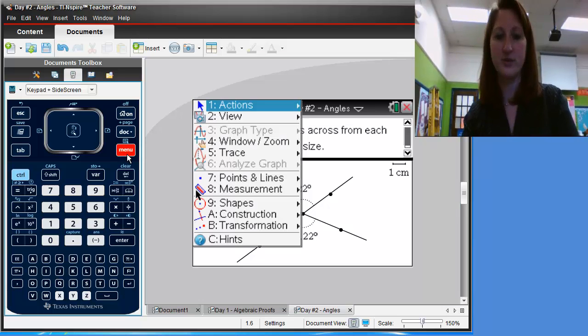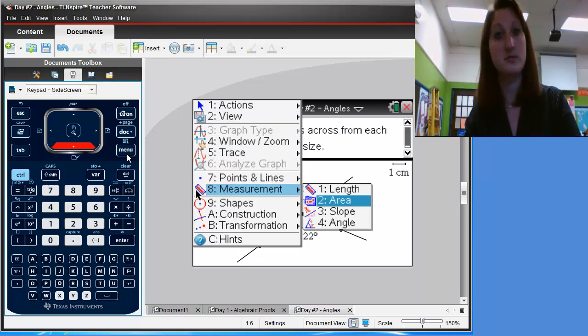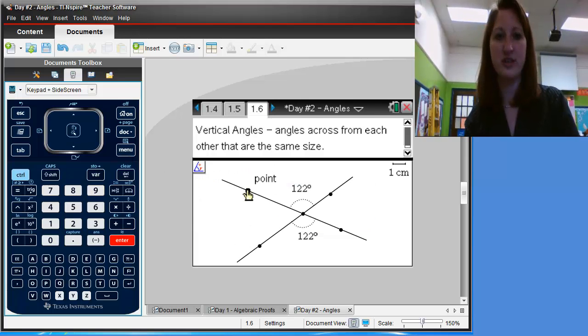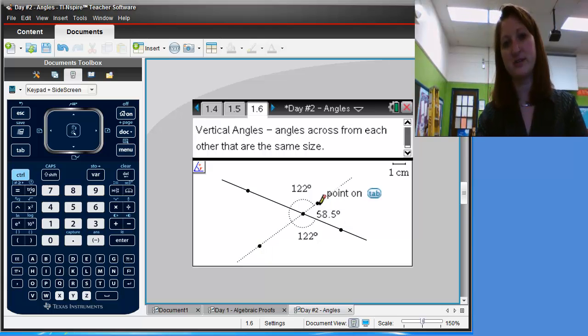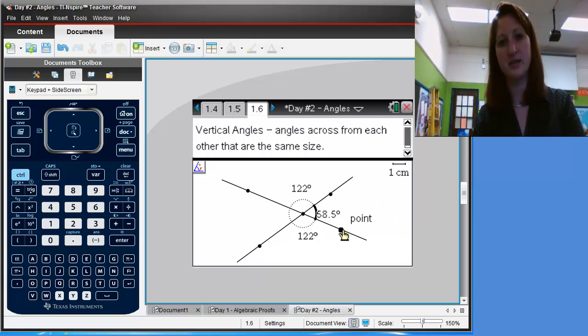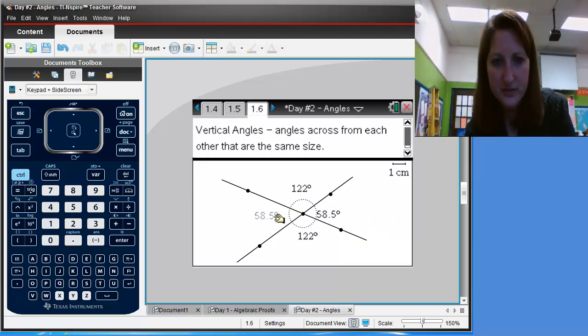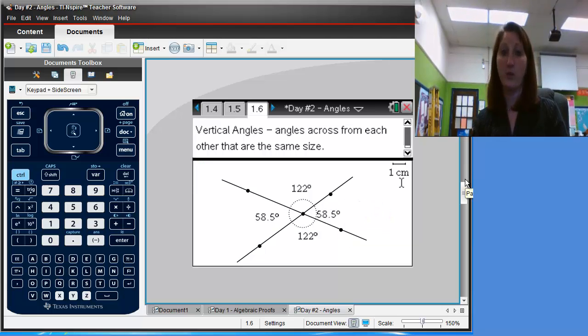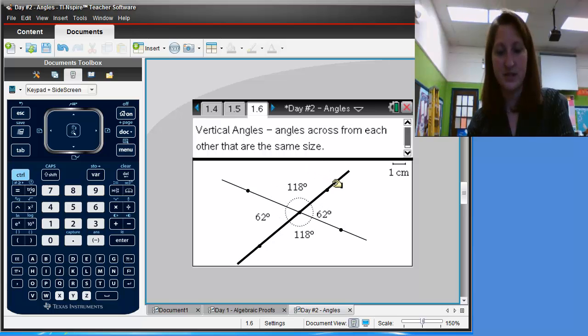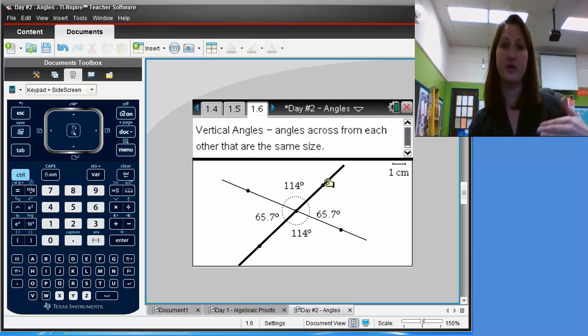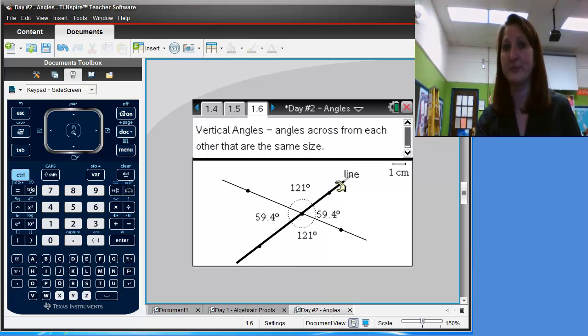The other pair, just so that you can see that I'm not making things up, because you never know, I'm going to measure the angle over here. That's 58.5 degrees, and the one across from it, also, if I move things, 58.5 degrees. So when you have lines that cross, the angles across from each other are vertical angles, and they're always going to be the same size. Again, if I grab this line and move it, you see that the measurements change, but the angles across from each other are always the same no matter what I do.